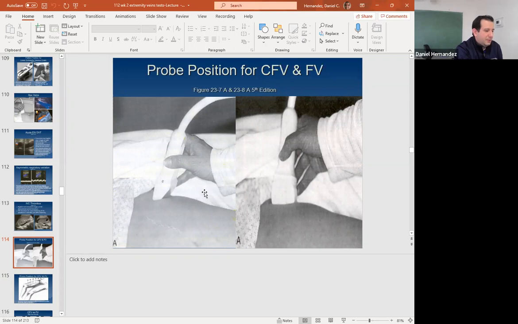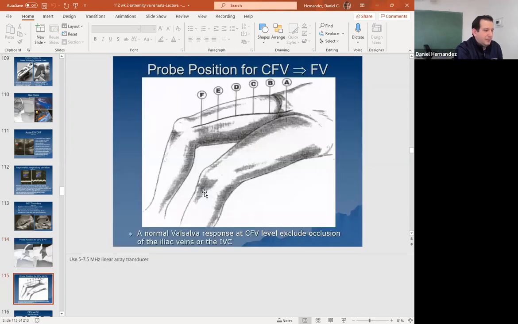Showing our probe positions for imaging. Again, when imaging the femoral vein, you want to make sure you're compressing as you work your way down the leg.